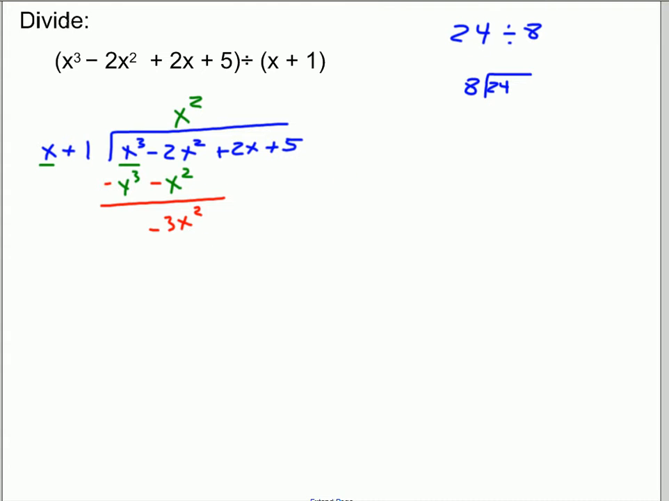Now I'm going to repeat the process. Let's see. How many times does x go into negative 3x squared? Let's carry this down here first as well. Well, x goes into negative 3x squared negative 3x times, because negative 3x times x is negative 3x squared. So let's go ahead and multiply negative 3x by x plus 1. Negative 3x times x is negative 3x squared. Negative 3x times 1 is negative 3x.